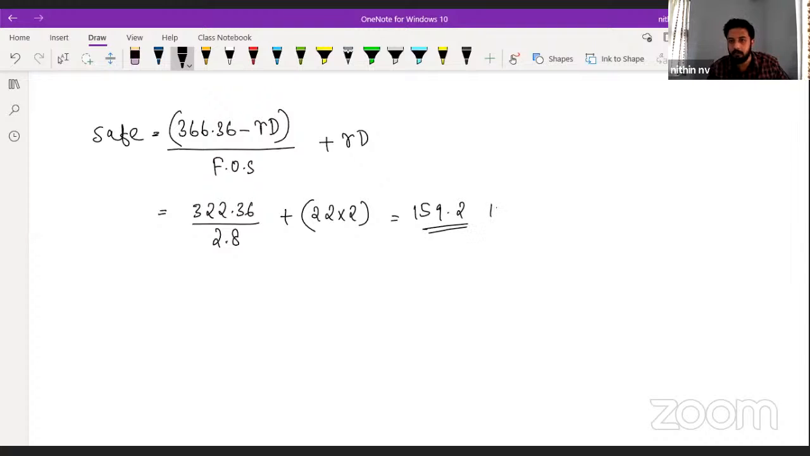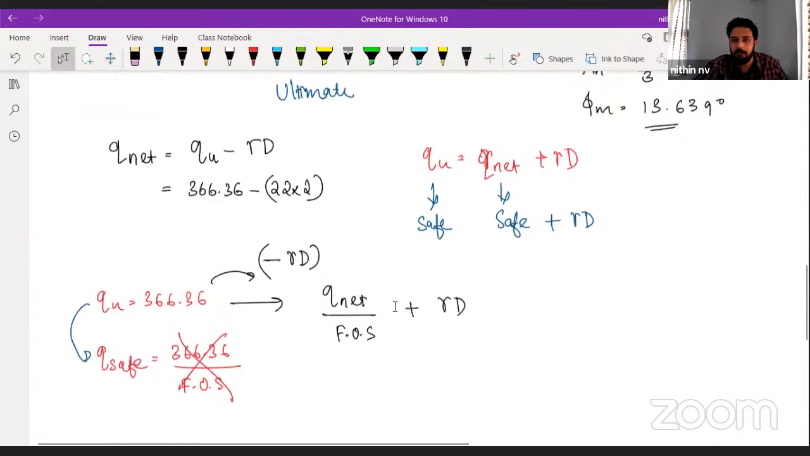159.2. Okay, very good. Are you getting the same answer? Kushbu, please check your calculation. 150. Okay, please check the calculation. Is this my final answer?